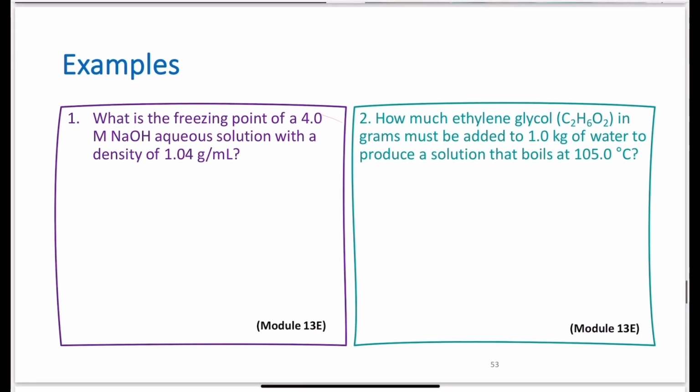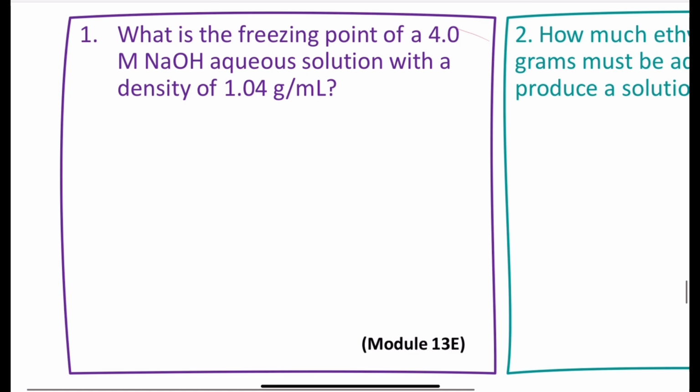So first up, let's do question one. What is the freezing point of a 4.0 molar NaOH aqueous solution with a density of 1.04 grams per mL? Okay, so there's a few things going on here. First, we are given molarity and we're looking for freezing point. We know it's an aqueous solution, so we know what our solvent is, and we're given a density.